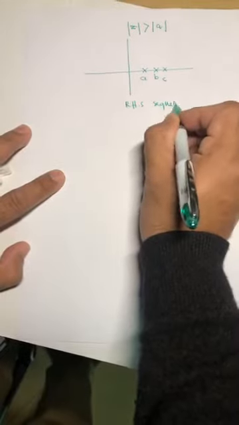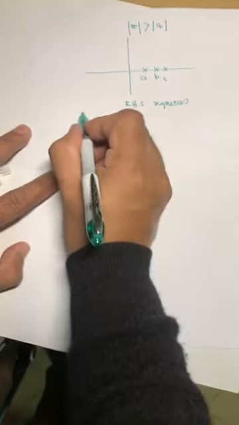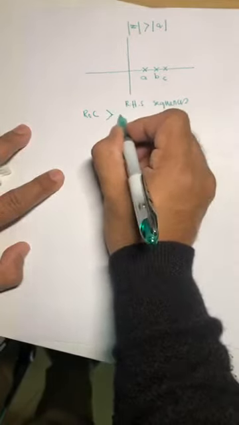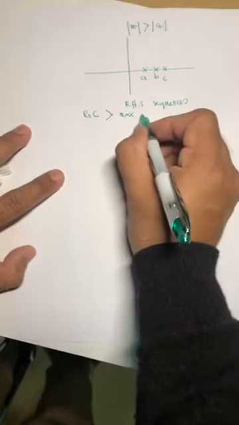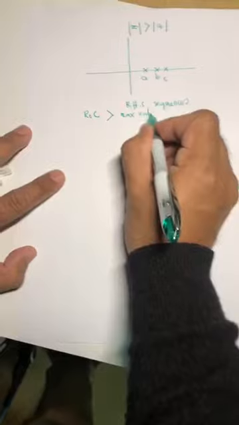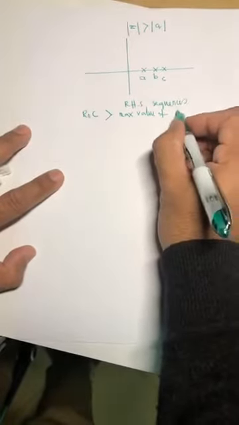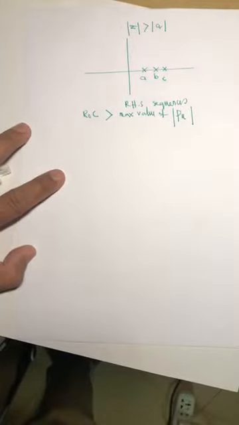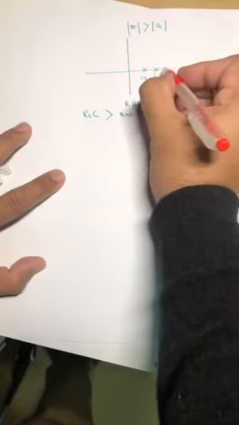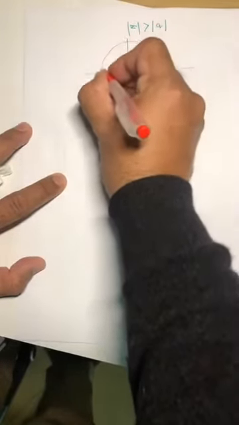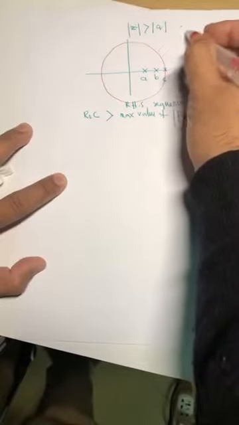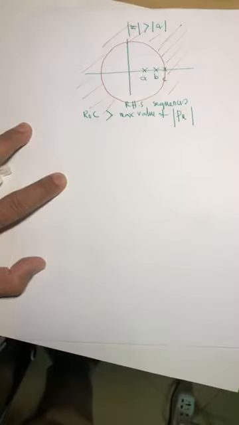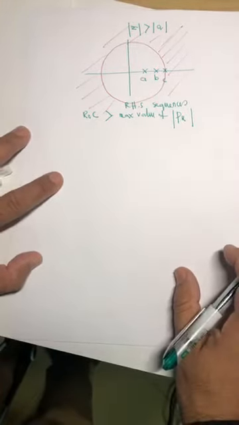right hand side sequences, region of convergence is always greater than the maximum value of the pole magnitude. So the maximum value of the pole magnitude, greater than that. So in this case your region of convergence is going to be outside the outermost pole, like this. Okay, so region of convergence is going to be outside the outermost pole.